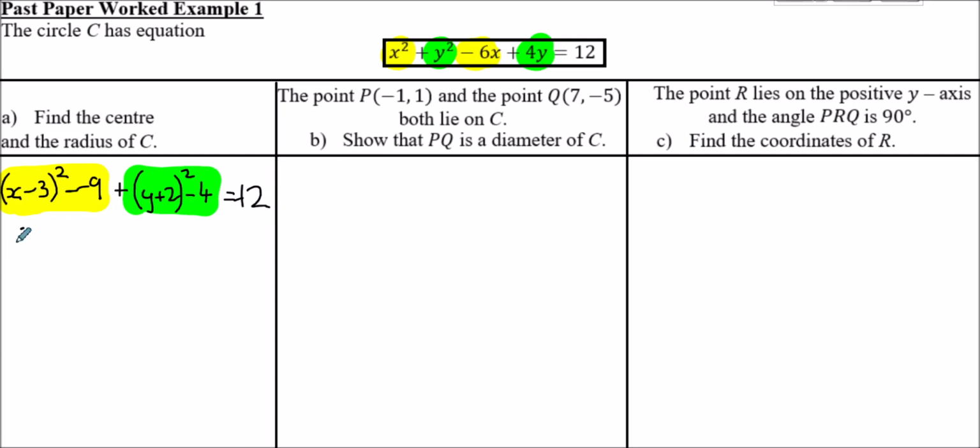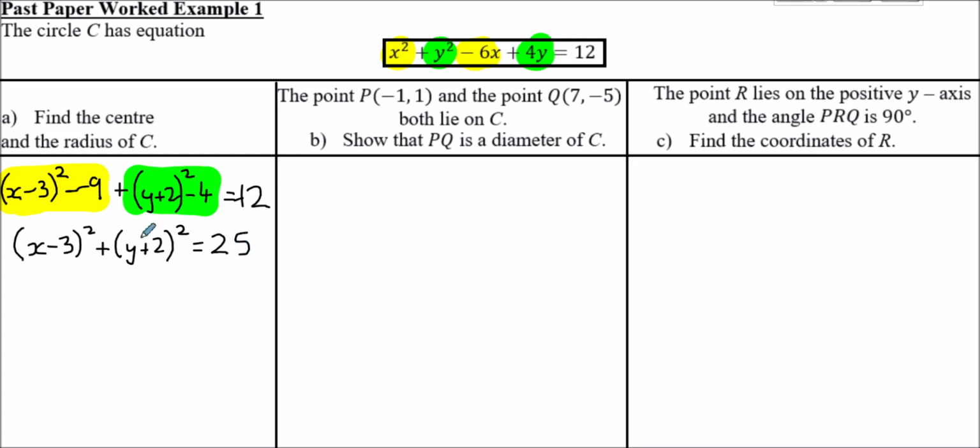So now we can neaten this up. So we've got (x minus 3) squared plus (y plus 2) squared. And on this side we've got 12. So if we add this 9 and add the 4, if we add 13 to both sides, this minus 9 and minus 4 disappear. On the right hand side we have 12 plus 13, which is 25.